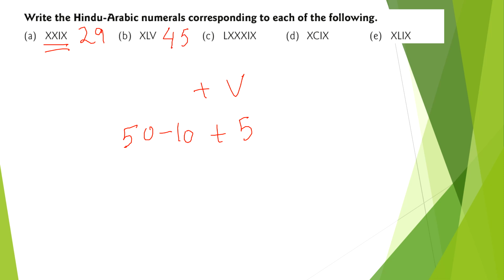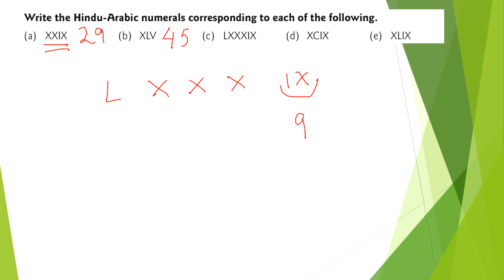Okay. Now look at the next one. Now here this is L. Let me separate it. L, X, X, X, and then IX. As I mentioned before also, if there is a small letter like I or X, just check whether the next Roman numeral is bigger or smaller. Now see, it is bigger, so obviously, as mentioned before, this is 9. The rest of the thing you will add: 50 plus 10 plus 10 plus 10 plus 9. So add them: 50, 60, 70, 80 and then 9. This is 89.